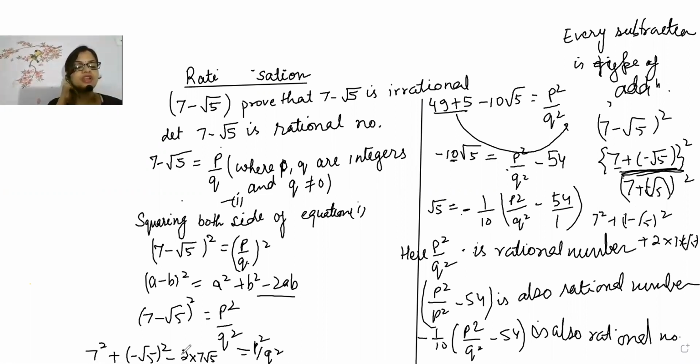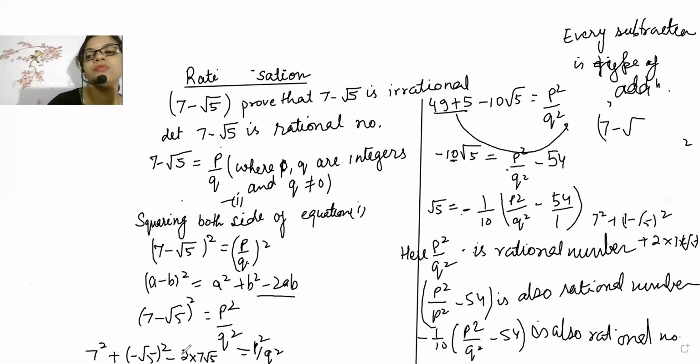Or if you want, you can directly write root 5 whole square, because a square plus b square plus 2ab is a formula. By binomial expansion we have expanded it and we got the formula a square plus b square plus 2ab. If you want, I can solve that also and explain it to you.